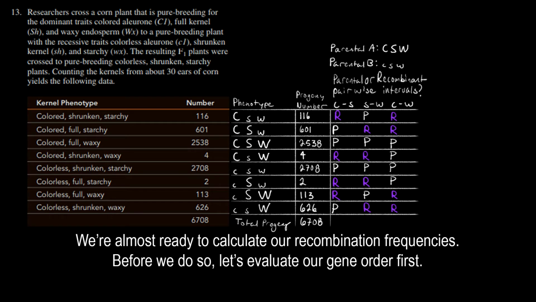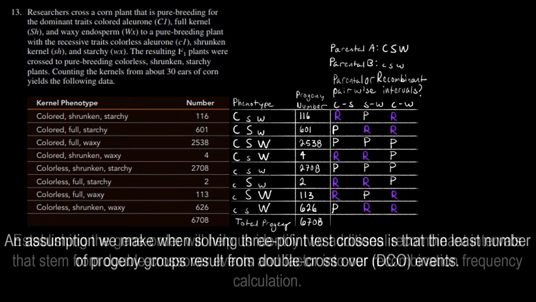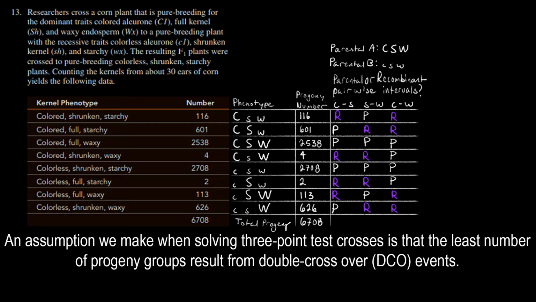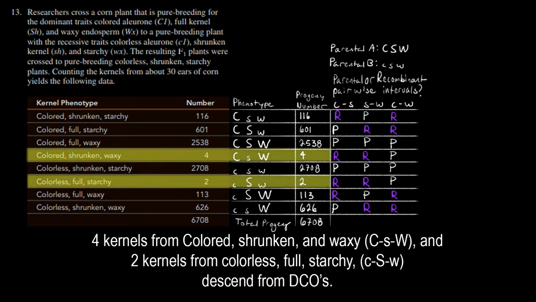We're almost ready to calculate our recombination frequencies. Before we do so, let's evaluate our gene order first. Establishing the gene order will help us identify 2 additional recombinant intervals that stem from double crossover events, and ultimately factor into our recombination frequency calculation. An assumption we make when solving 3-point test crosses is that the least number of progeny groups result from double crossover, DCO, events. 4 kernels from colored, shrunken, and waxy, capital C, lowercase s, uppercase W, and 2 kernels from colorless, full, starchy, lowercase c, uppercase S, and lowercase w descend from DCOs.